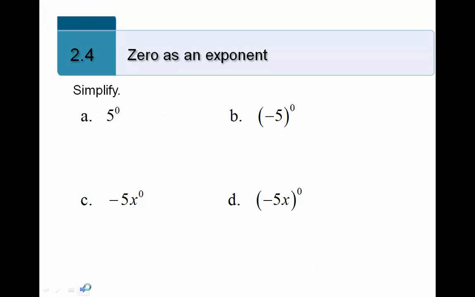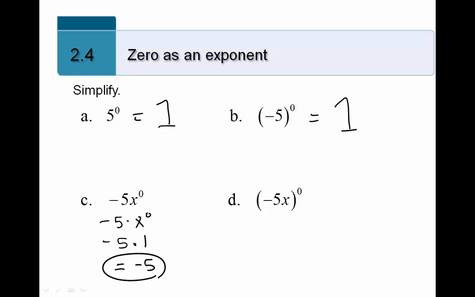5 raised to the 0 power equals 1. Negative 5 raised to the 0 power is also equal to 1. Now notice here the exponent 0 in example C is only on the x. So this is saying negative 5 times x to the 0 power, which is negative 5 times 1, which equals negative 5. In example D, though, notice the negative 5 as well as the x, it's all being raised to the 0 power, so this will be equal to 1.